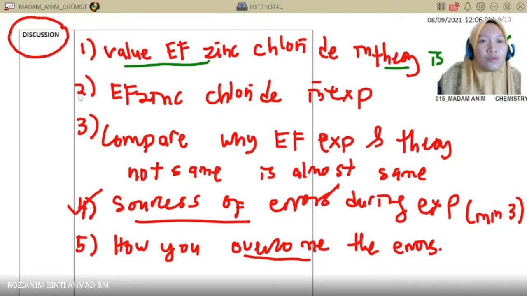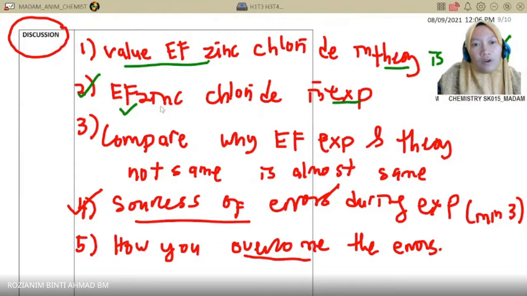Okay, ayat nombor 2 pula. Buat olahan ayat apa yang saya nak nombor 2, iaitu empirical formula zinc chloride dalam eksperimen. Okay, therefore, the empirical formula of zinc chloride compound during experiment is apa?